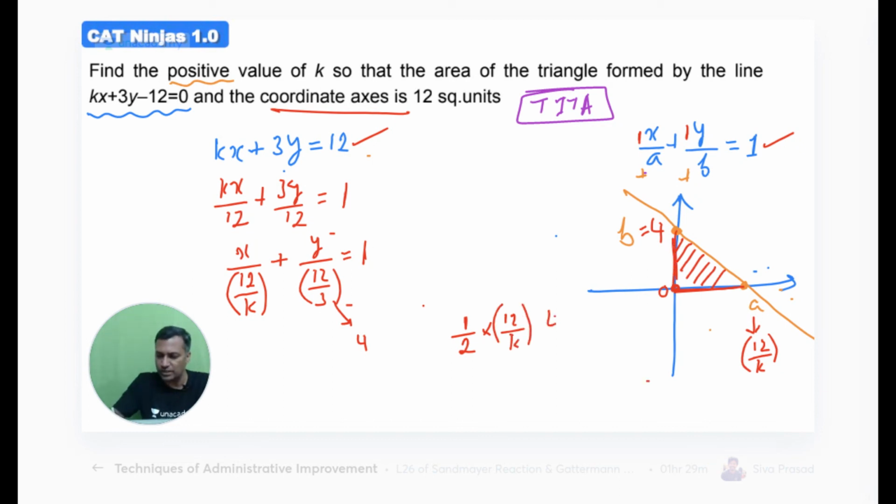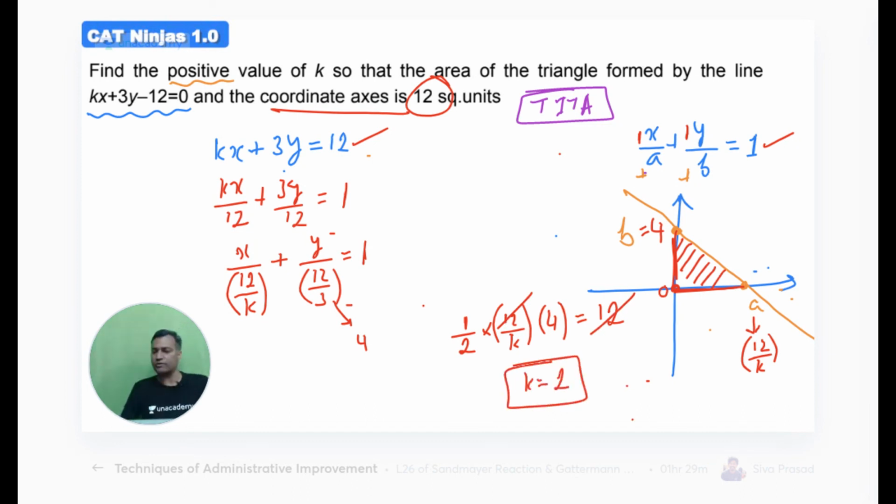Height is nothing but 4 units. Half base into height is nothing but the area given to me as 12 square units. All right, that is what is given. 12 and 12 are getting cancelled. Therefore, the value of k is nothing but 2. All right, that is the value of k. Comfortable? Everybody is comfortable, my friends.